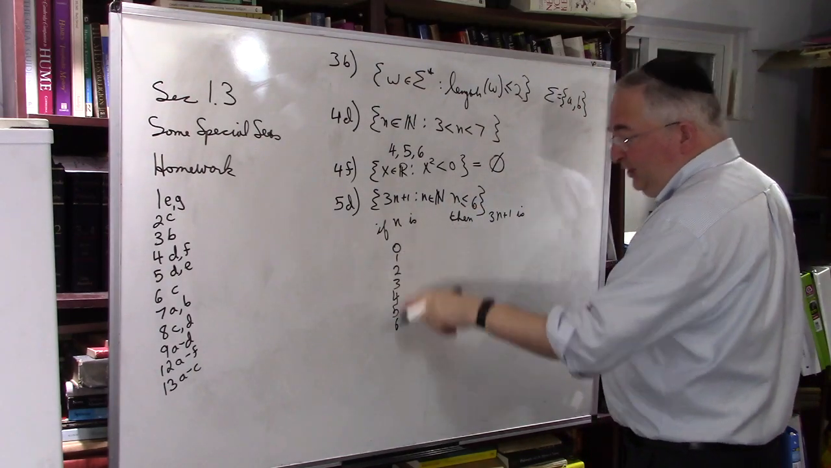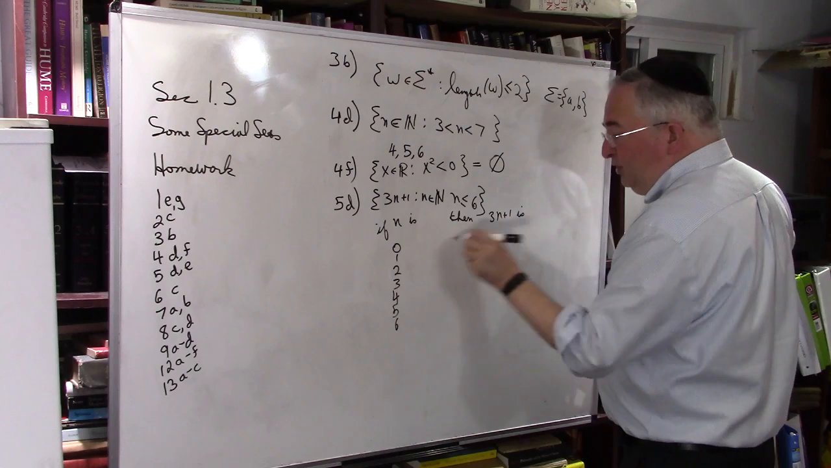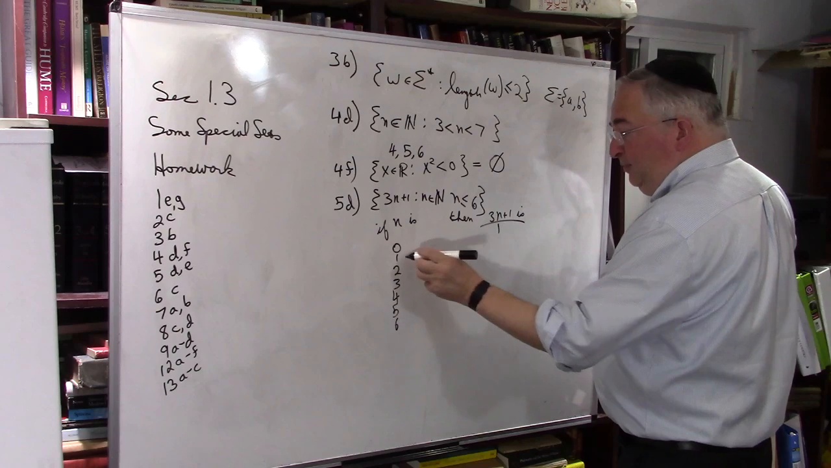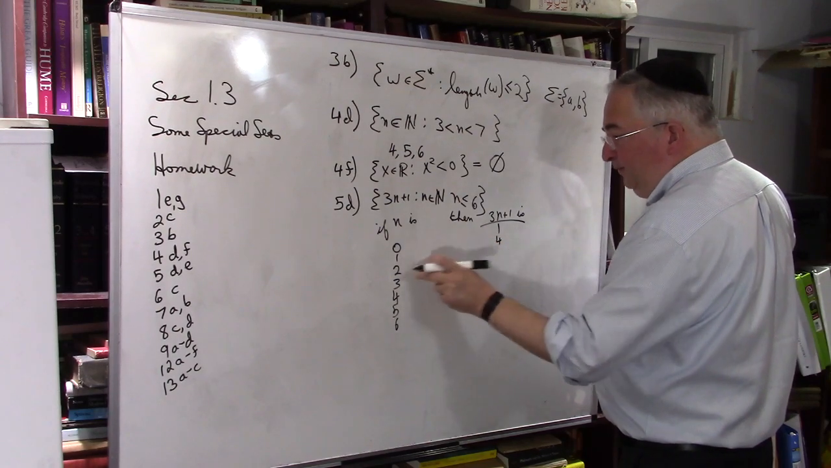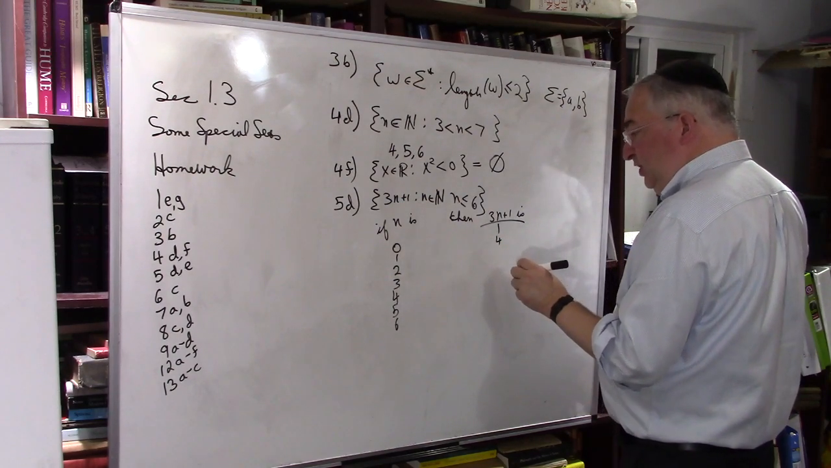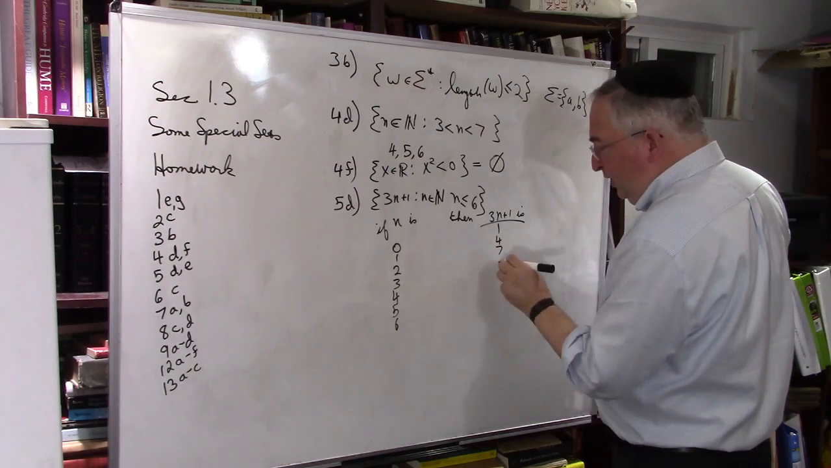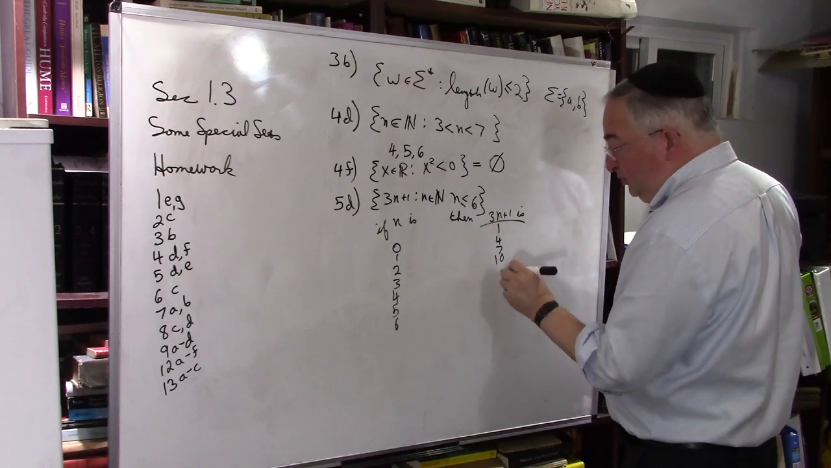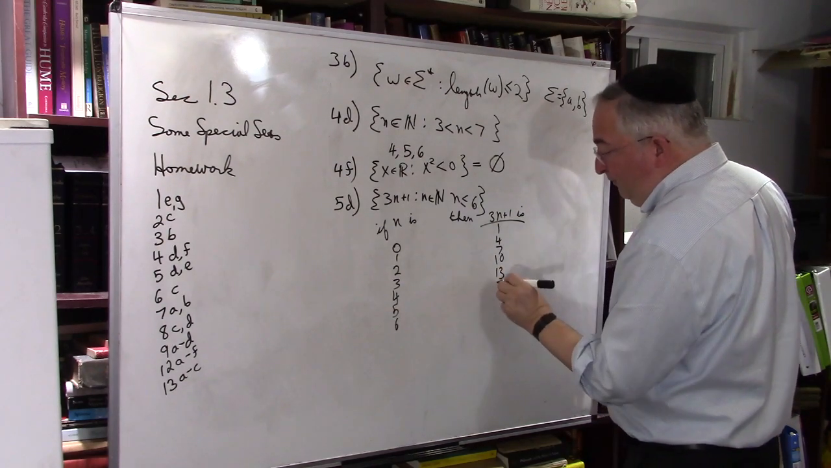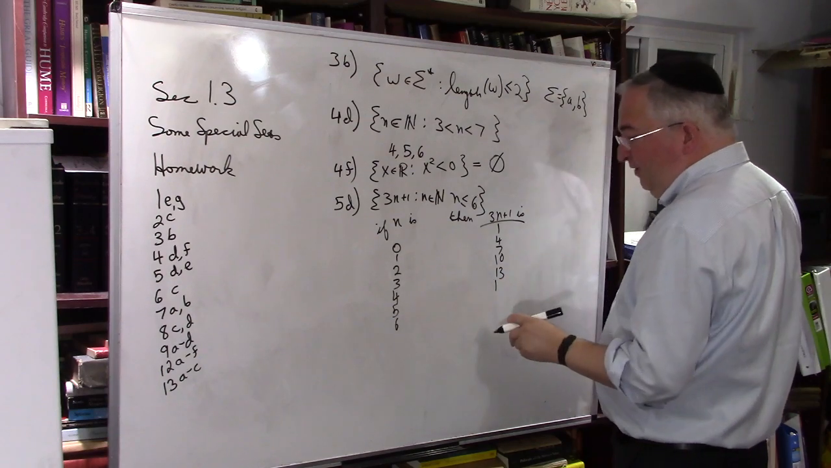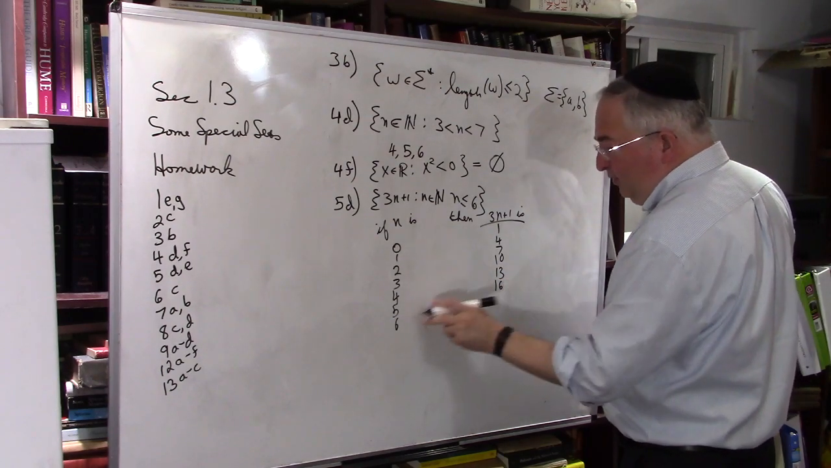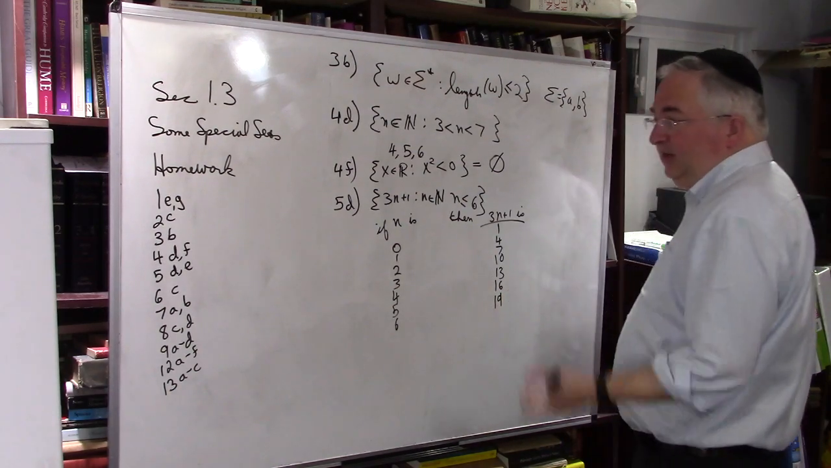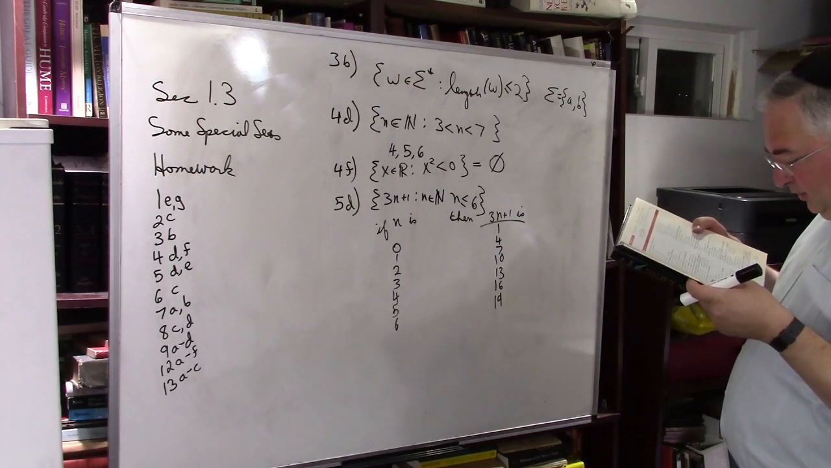So now we have to just take these numbers and compute 3n plus 1. So 3 times 0 plus 1 is 1. 3 times 1 plus 1 is 4. 3 times 2 is 6 plus 1 is 7. 3 times 3 is 9 plus 1 is 10. 3 times 4 is 12 plus 1 is 13. 3 times 5 plus 1 is 16. 3 times 6 plus 1 is 19. Okay, that takes care of that. So that's 5D.